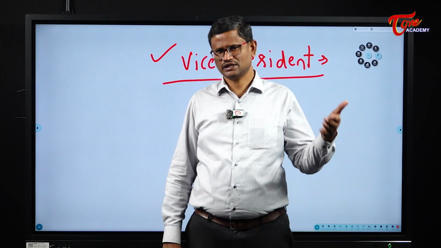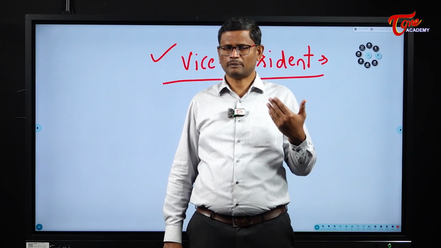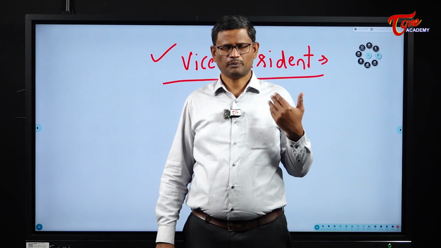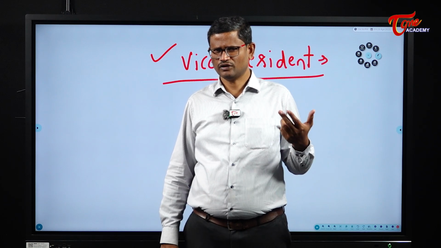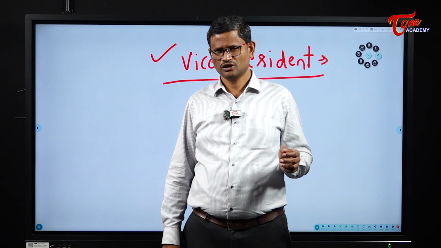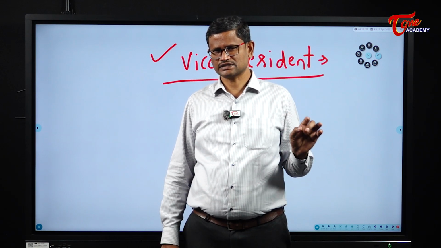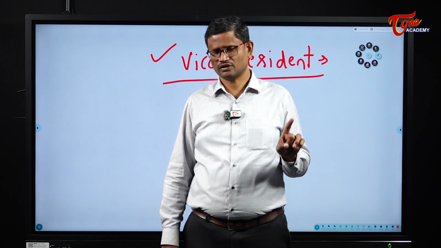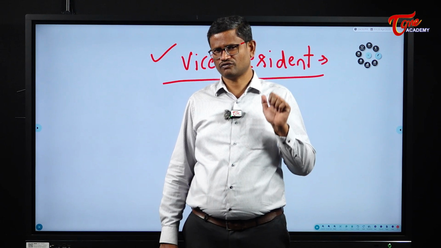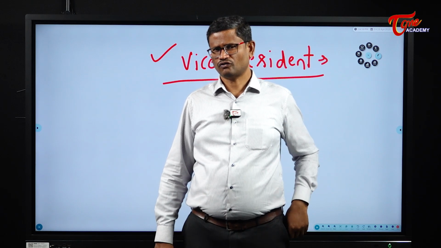On the same lines, even in India, we have a parliament which is bicameral. The upper house is called Rajya Sabha, the lower house is called Lok Sabha. Rajya Sabha will have a presiding officer who is called a chairman. So the Vice President of India will act as the chairman of Rajya Sabha. The primary duty of the Vice President of India is to act as the chairman of Rajya Sabha.